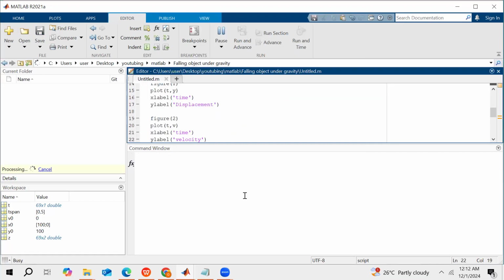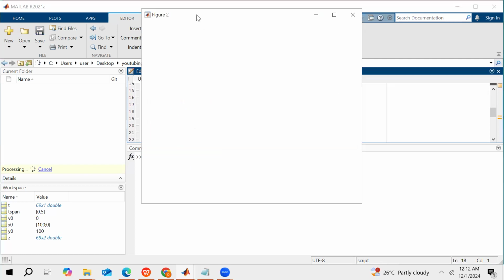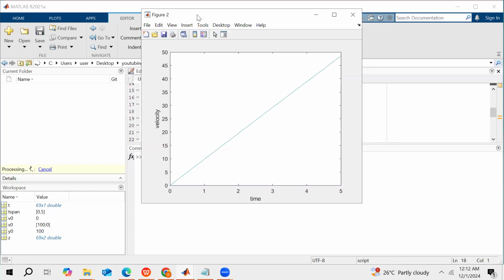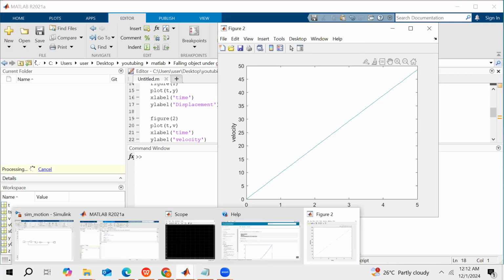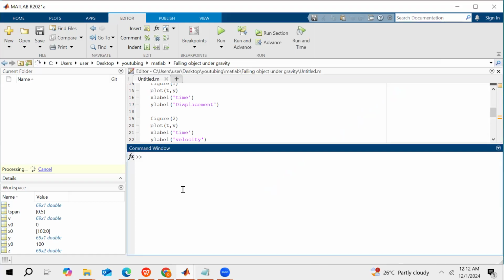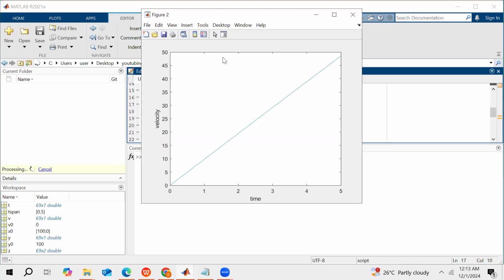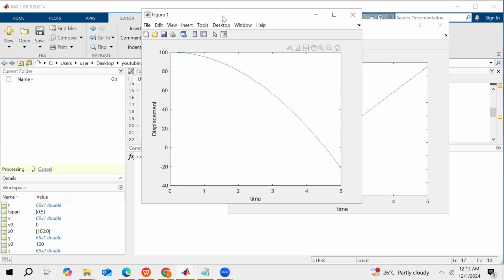So this is the plot we have. The plot is coming up now. Let me close up the plot first. Then I'll wait to run. I'll try to run again. This is the first plot. Yeah, these are the plots.